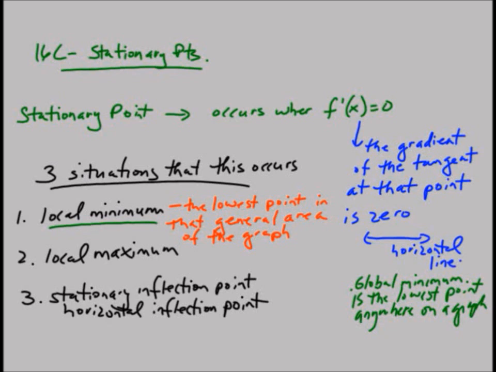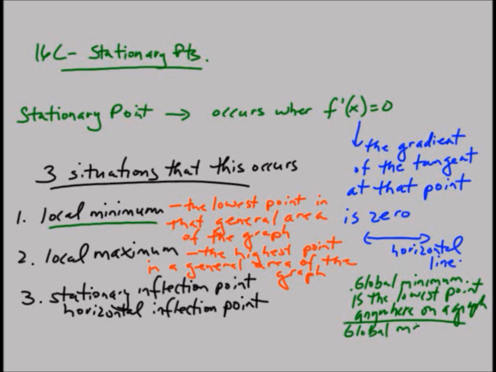Where is the lowest point? Similarly, a local maximum is the highest point in a general area of the graph. By general area I mean around the point we're looking at, as opposed to a global maximum, which is the highest point anywhere on the graph. Okay, so a few definitions out of the way here.